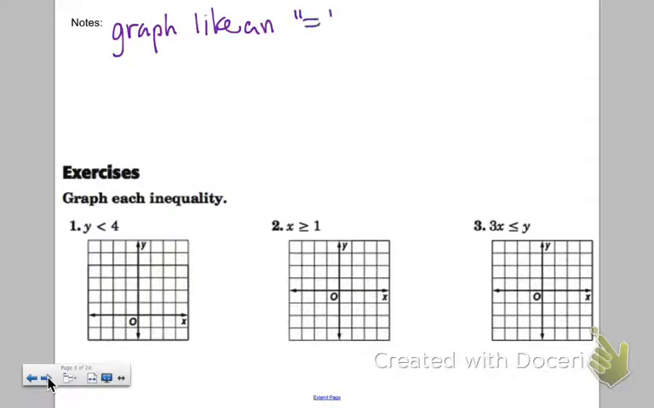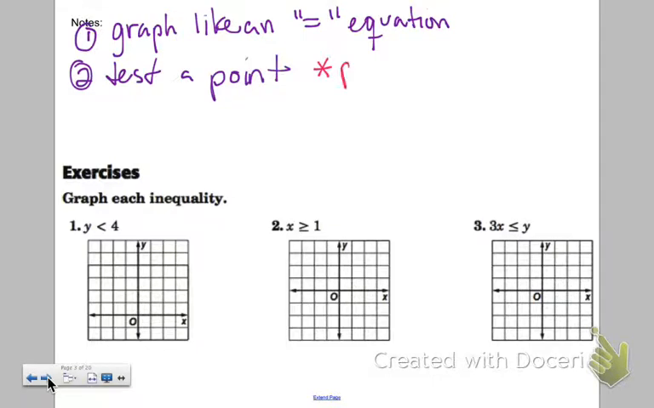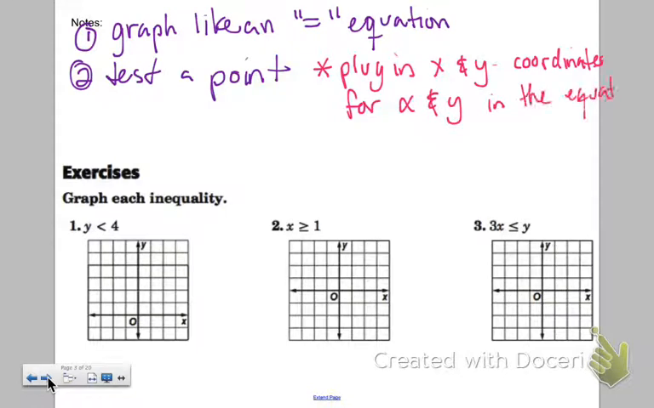Alright, so first thing you're going to do is just graph it like a regular equals equation. So standard form of y equals, just pretend that the sign here is like an equal sign. Next, what you're going to do is test a point. So that means you just plug in the x and y coordinates from that point in for x and y in the equation.